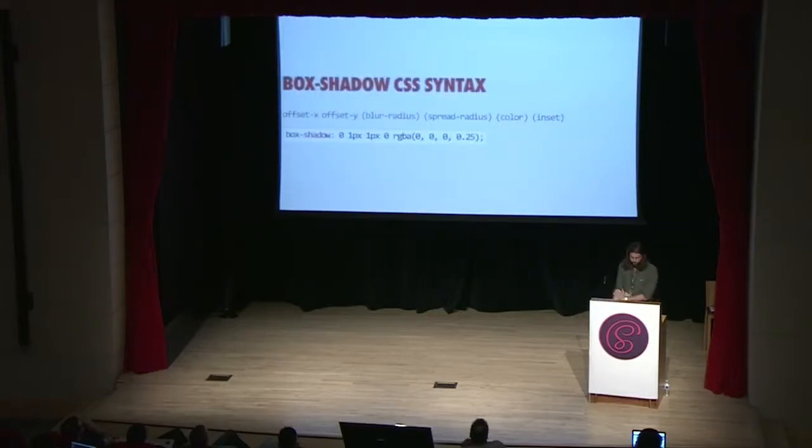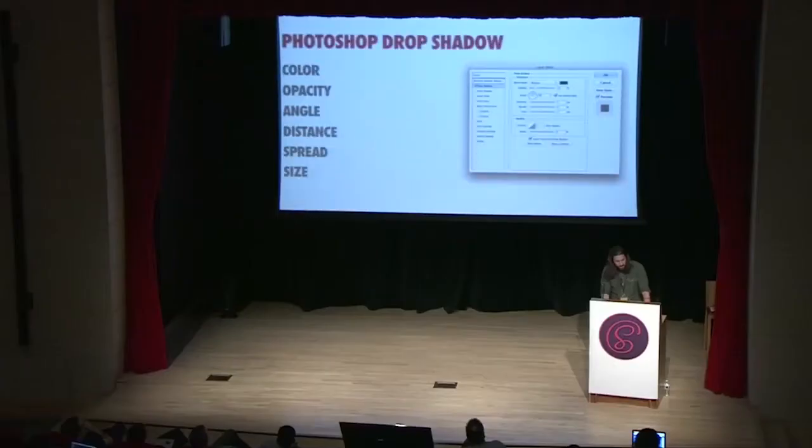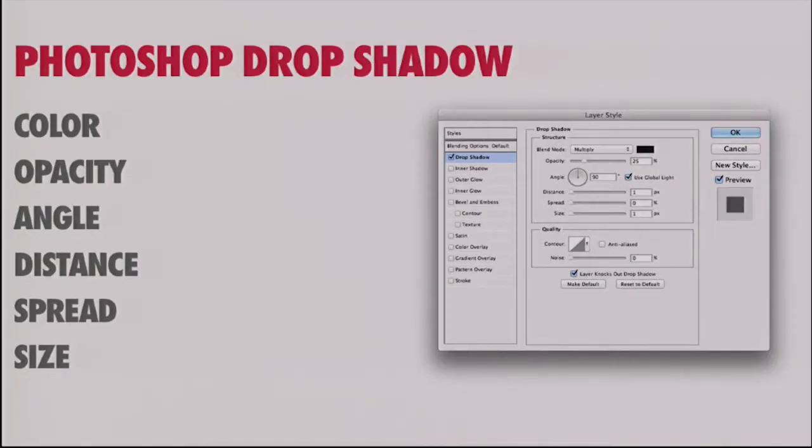And so this is our box shadow syntax. I'm sure you've all made a box shadow before, but just to make sure we're all on the same page: you have your X and Y offset, and then your blur radius and your spread radius, which affect how big and how fuzzy the box shadow is, and then your color and whether it's inset or not. And the drop shadow in Photoshop is done from a completely different perspective. I mean, you still obviously have color and opacity, and you have spread and size, which are tricky because they look like they're the same as the CSS values, but they're actually not.